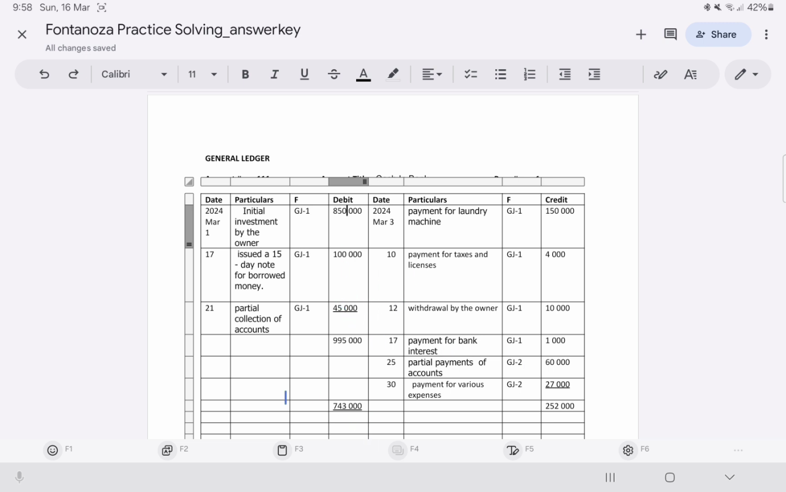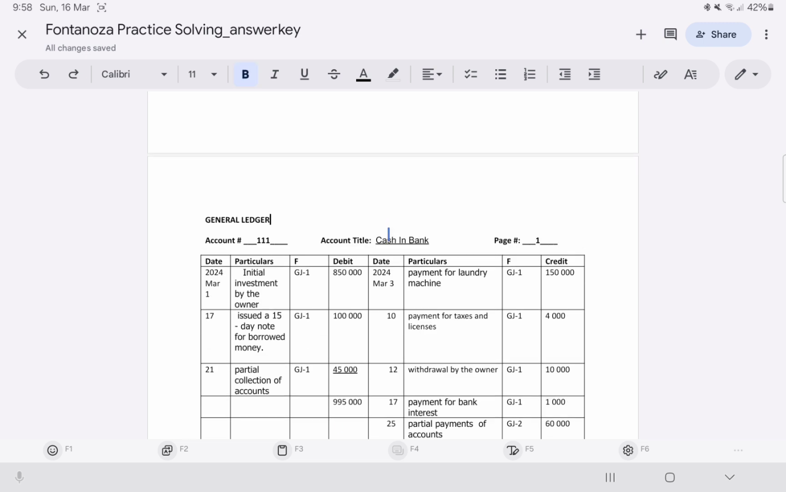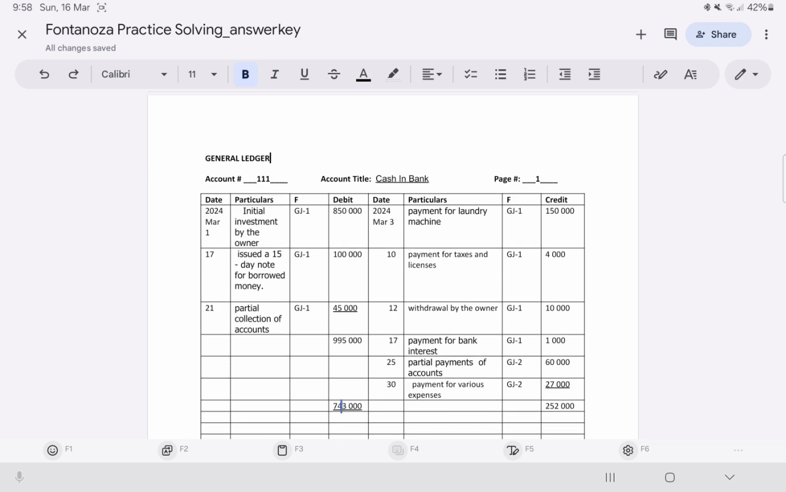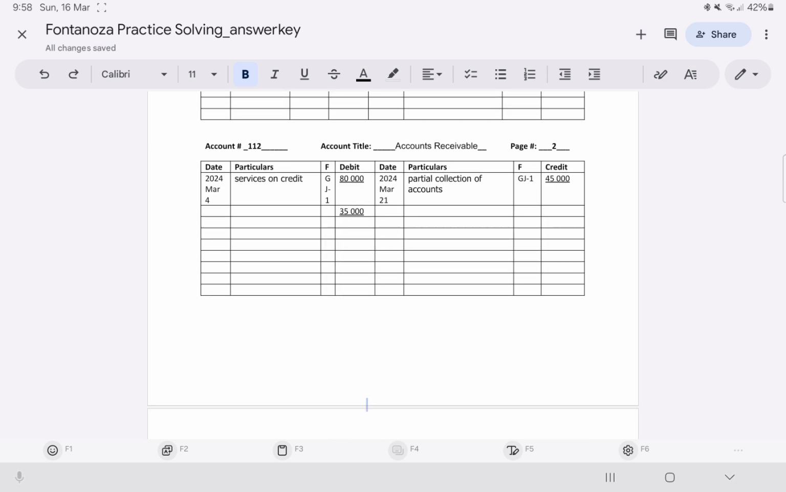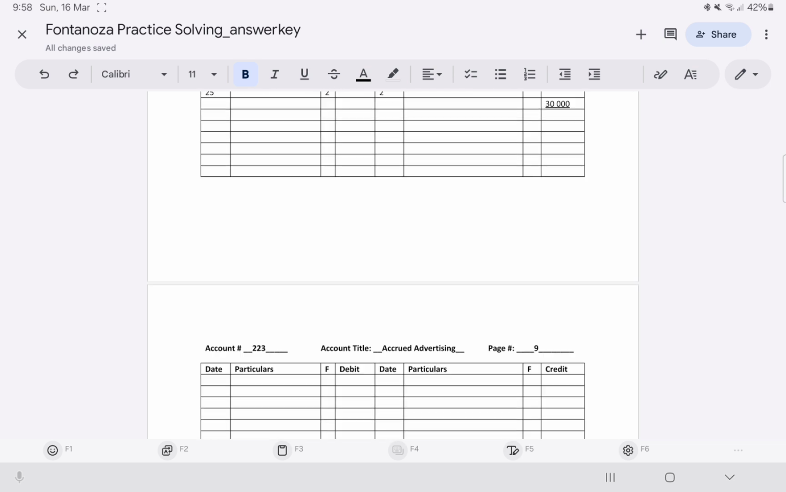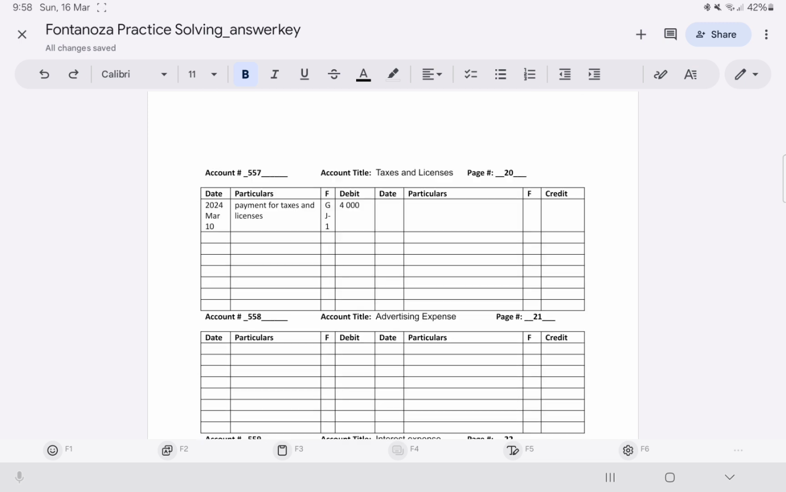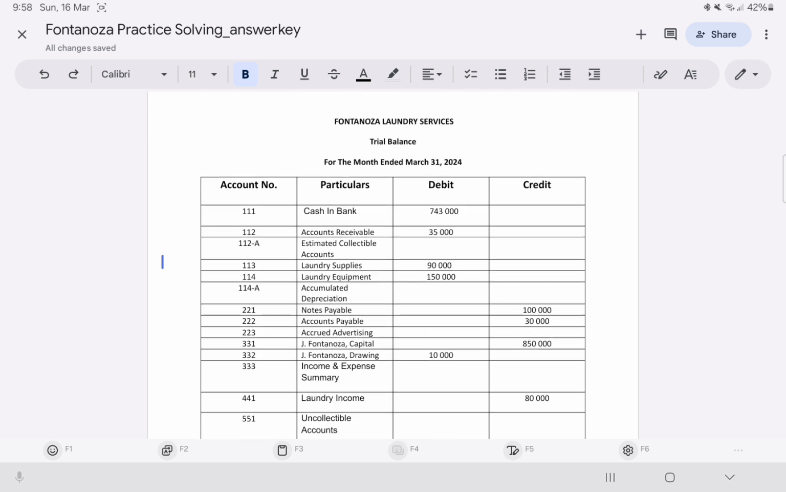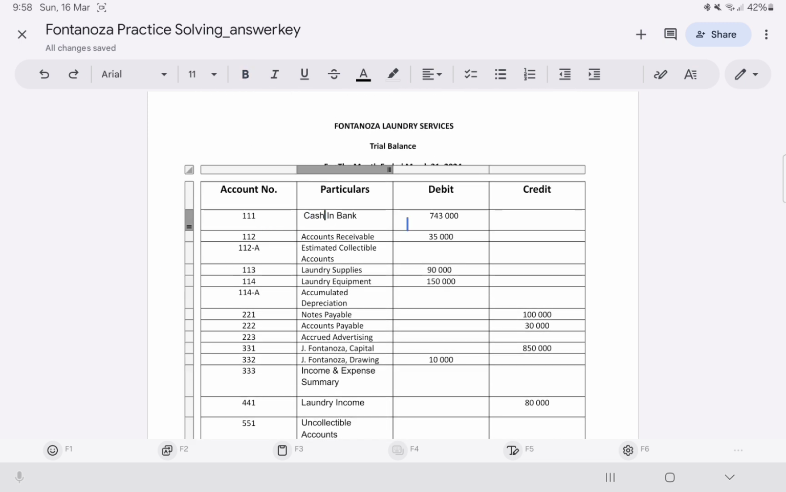And find the normal balances. In our cash in bank, the total balance is 743,000. 111 is the account number, so post that here in the trial balance: 111, Cash in Bank, 743,000.